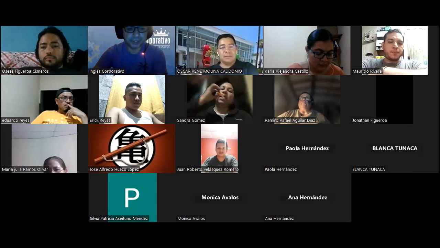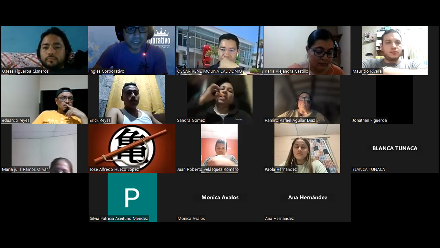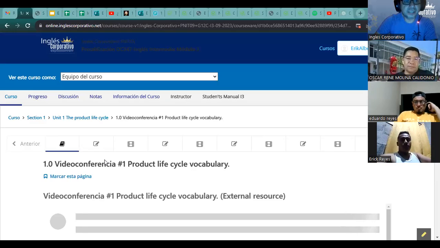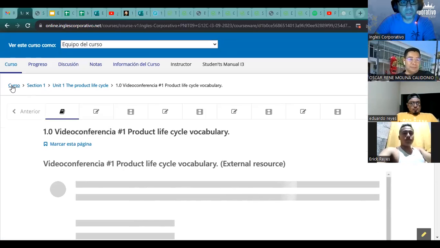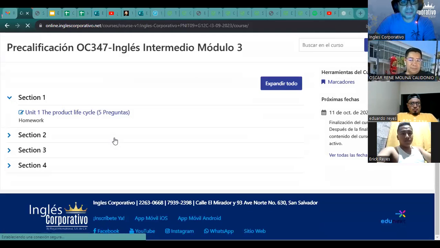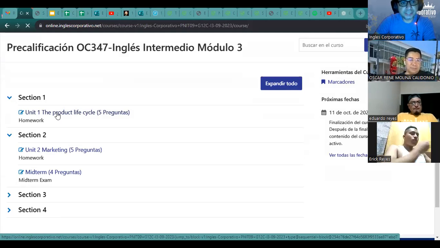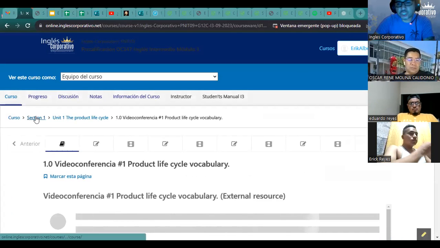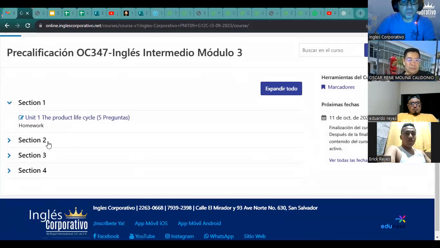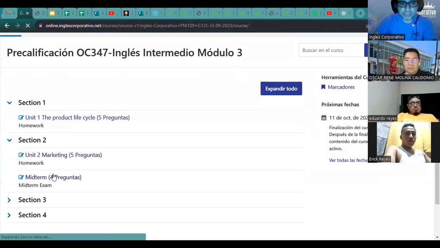That is very important. Okay, and I want to check the platform with you, okay? This is the platform, so as you can see here, we're going to start with unit number one, but you can see the whole course here. Four sections, as I was telling you. The second one is going to be a little bit different, because it's going to be longer. And after section two, we have the midterm test. So if you go to the course here, you will see that at the end of section number two, we have the midterm test.